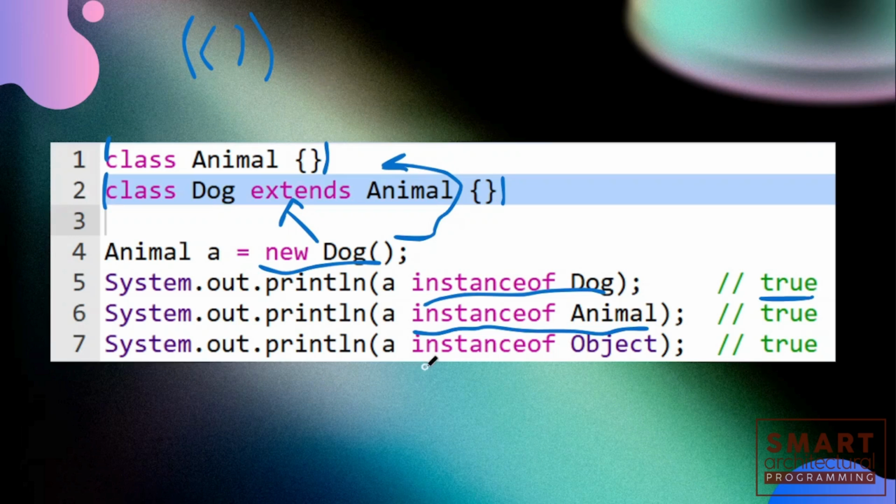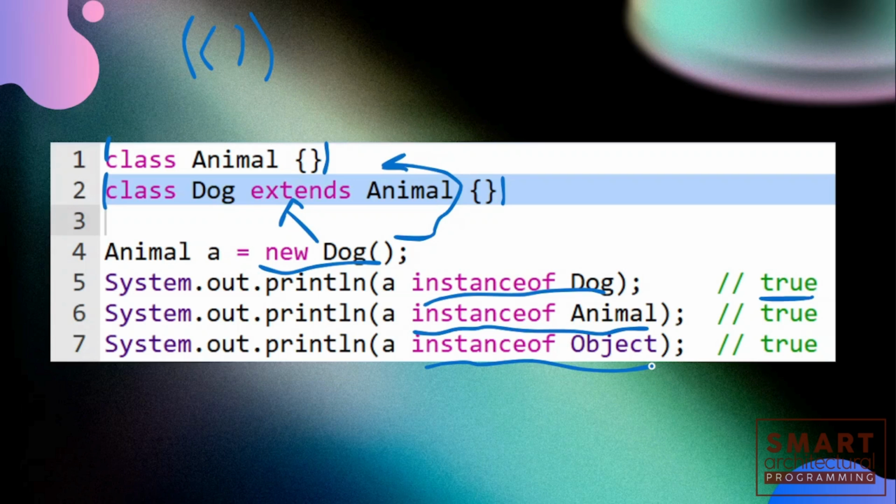Then we check, is it an instance of Object? It's definitely an object, so it's true as well. That is where instanceof is important. As you can see, we declared the type as Animal, but it actually references the Dog object. Instanceof tells us that it is a Dog, an Animal, and an Object. That makes it great for inspecting objects, especially when you're dealing with polymorphic code.